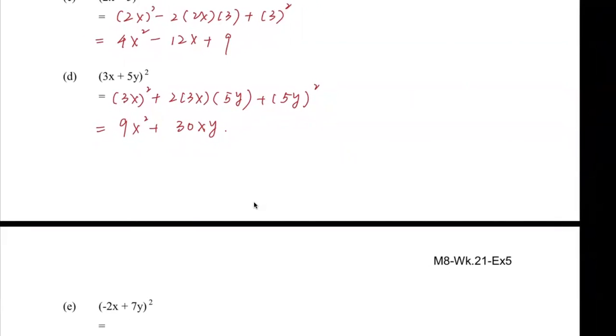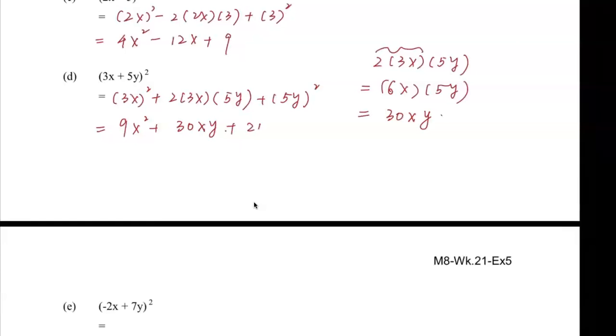Just in case some people don't get this, let me write this. So 2 times 3x times 5y is equal to 2 times 3x, that's 6x, right, times 5y. We multiply the numbers together and the variables together, right? So 5 times 6, that's 30, and xy. Okay, and plus (5y)², that's 25y². Okay.